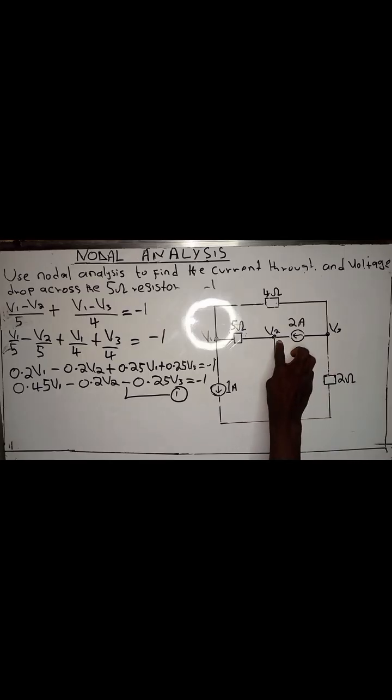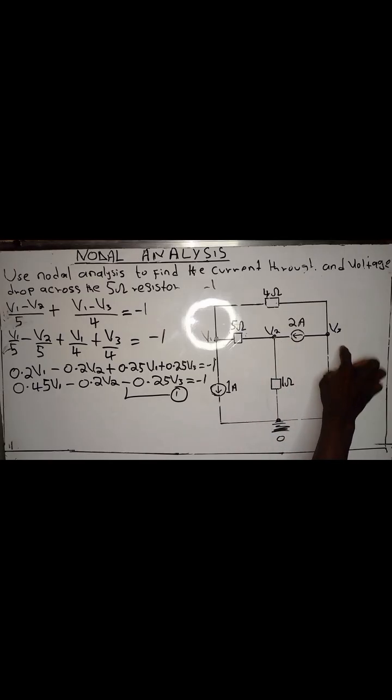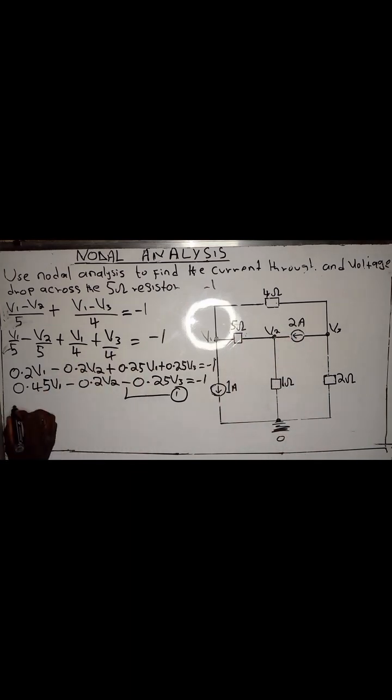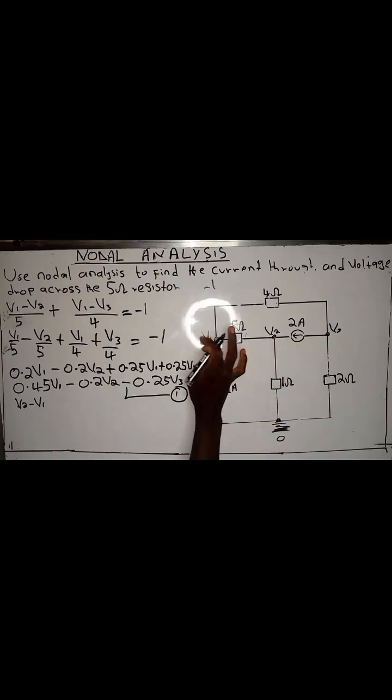If you check V2, V2 cannot go there. We cannot go from V2 to V3, because we have currents, so there is no need for V2 to go there. But V2 can go here, and also V2 can go to the source of ground. So for the second node, take note, I will have V2 minus V1. V2 will go here.